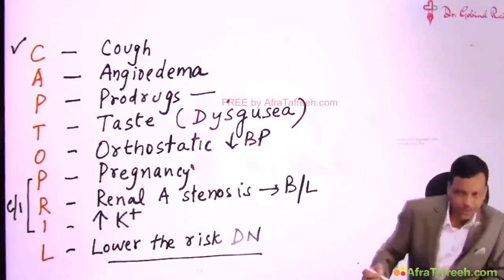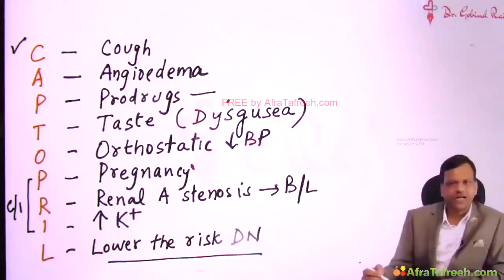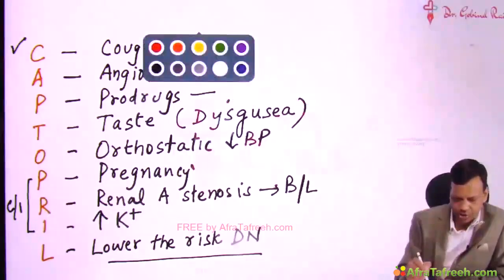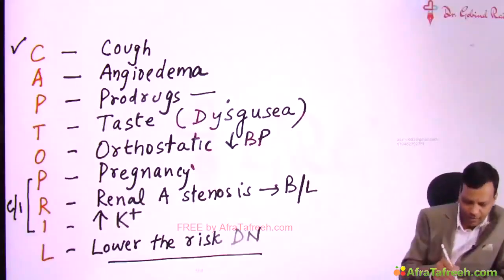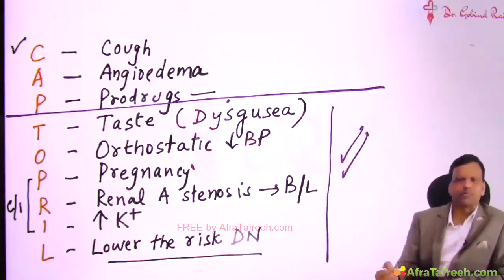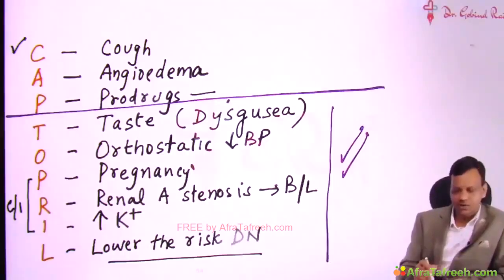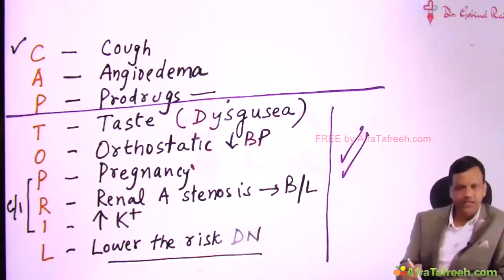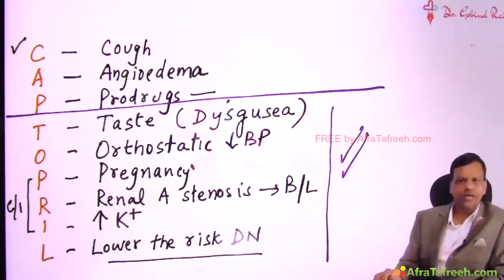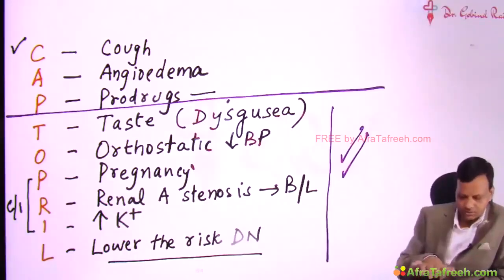Now, angiotensin receptor blockers we discussed. Clinically, they are similar drugs as compared to ACE inhibitors. The only clinical difference is they do not cause cough and angioedema. So you can remember that apart from CAP, the rest of the points also apply to angiotensin receptor blockers. They can also cause dysgeusia and orthostatic hypotension. They are also contraindicated in the same three situations: pregnancy, bilateral renal artery stenosis, and hyperkalemia. And they are also very good drugs for diabetic patients. So the only thing we need to know now is the names of angiotensin receptor blockers.